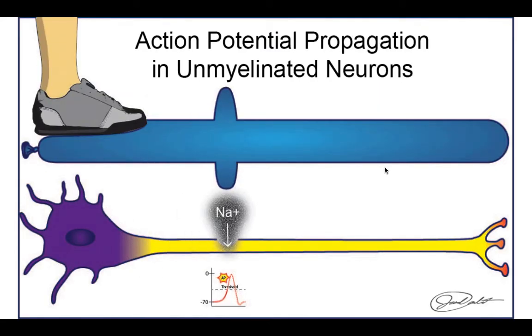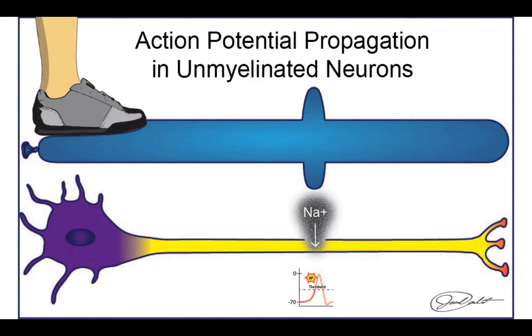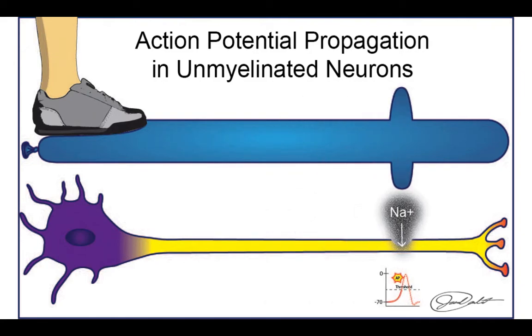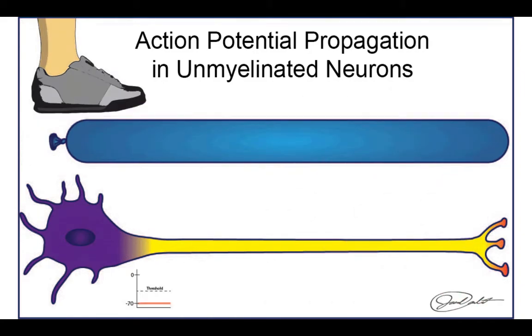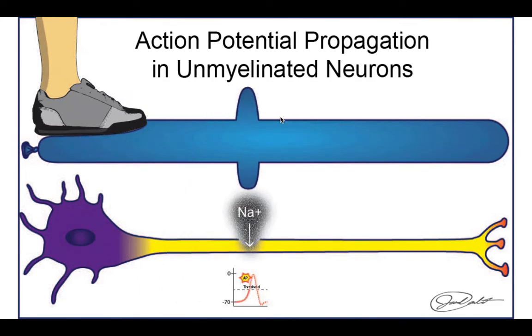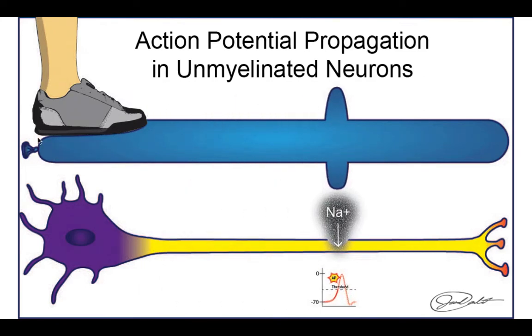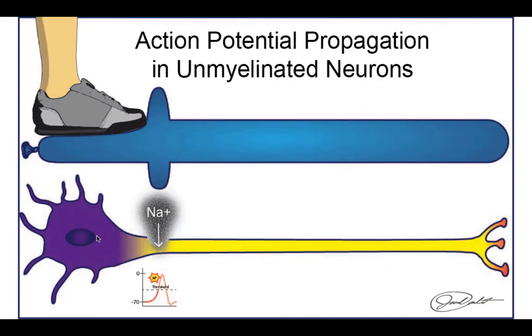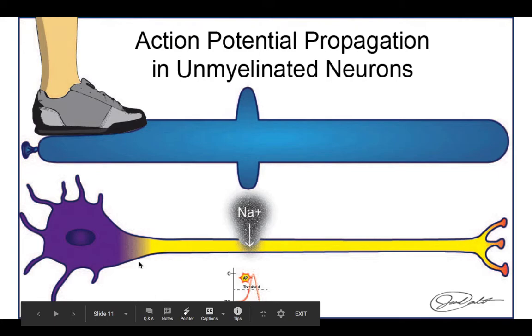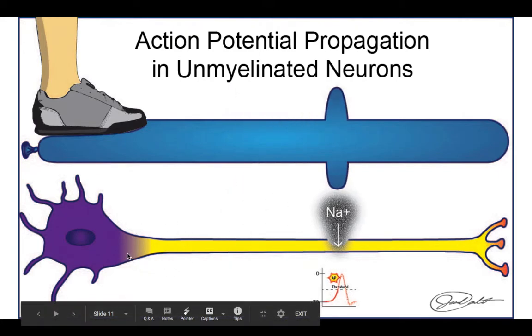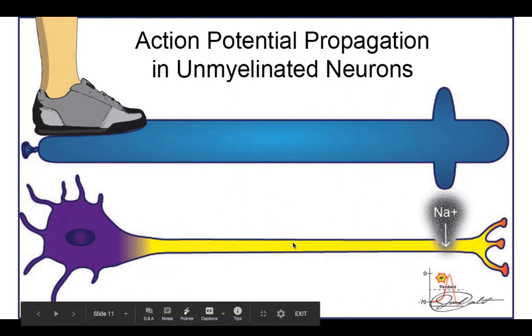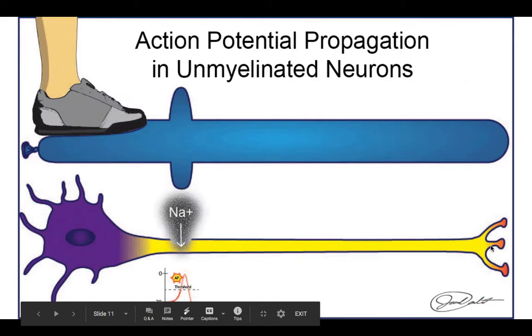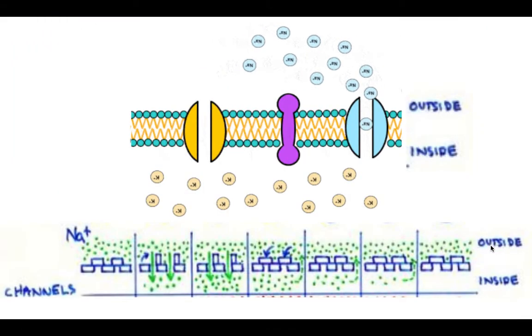It's analogous to if you had a balloon, like one of those balloons that you use to make balloon animals, and if you stepped on it, it would push the air all the way from this end to the opposite end. And so that's analogous to how the sodium ions, that positive charge, gets propagated or pushed all the way down the length of the axon.